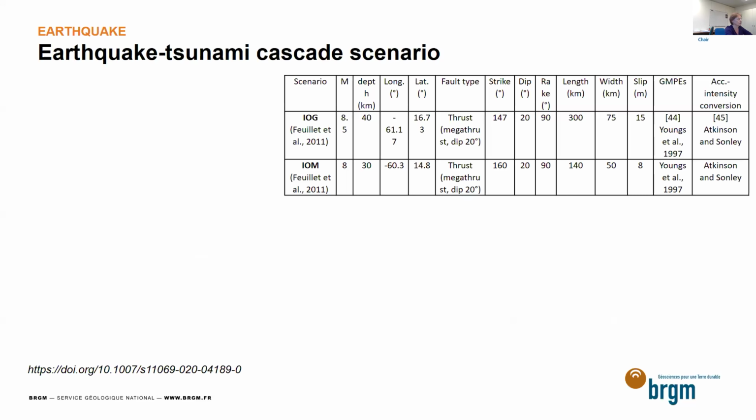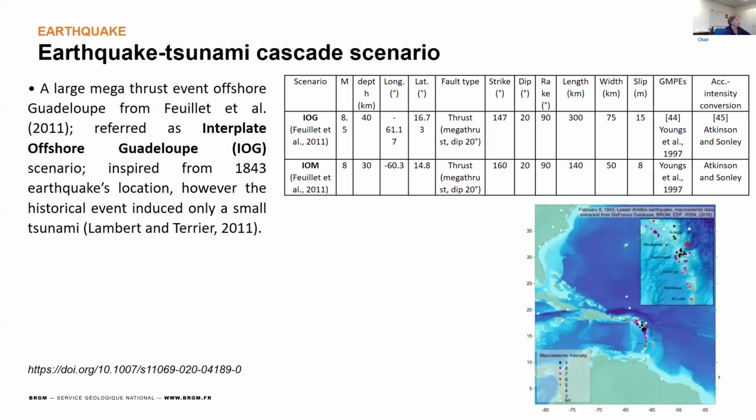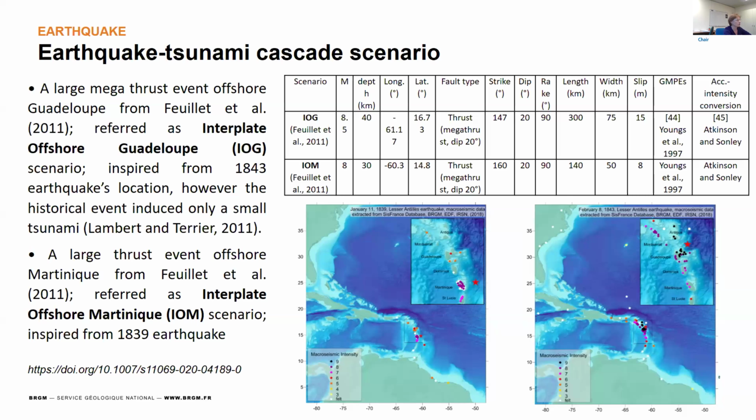What we have used for the earthquake, as I said, is a large megathrust event offshore Guadeloupe. This is referred to as the interplate offshore Guadeloupe, and this is inspired from the location of the earthquake in 1843. However, we know that this historical event induced only a very small tsunami. So in this case, we were inspired by the location, but our tsunami is a big one. And the other one is also another earthquake, inspired from the location of 1839 in Martinique.